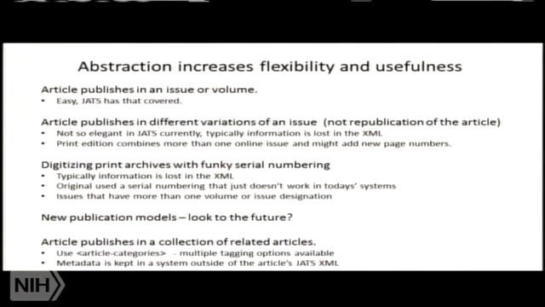But if an article publishes in different variations of an issue, I'm not talking about republishing the article in a different issue, but where the issue actually has different forms, and sometimes the article actually has different pagination in different forms of the issue. That's something that is not handled well in JATS, and sometimes information is lost. The other example that I already mentioned is where we're digitizing something that was published years ago, and the volume numbering is something that's not really standard, doesn't work well in today's systems.